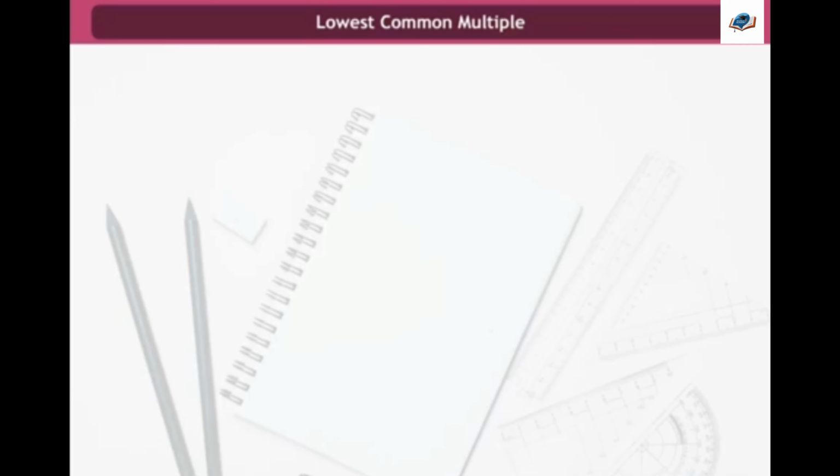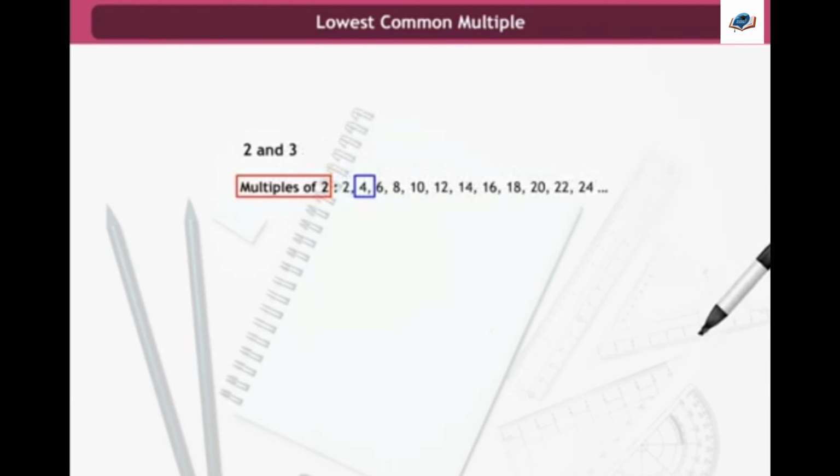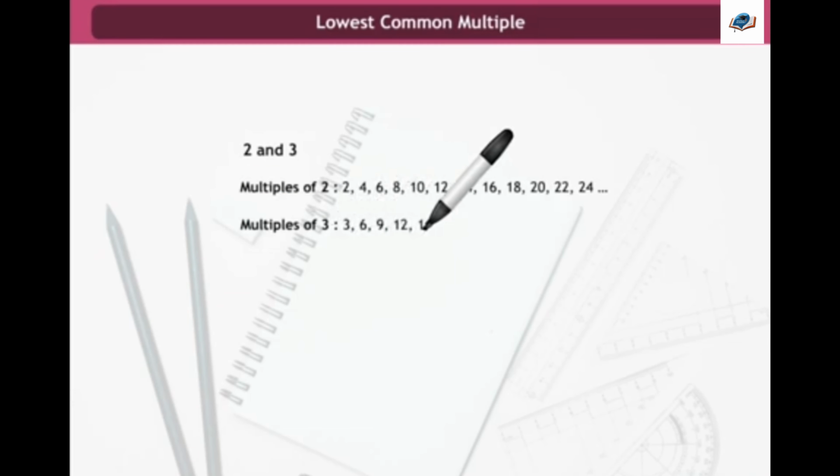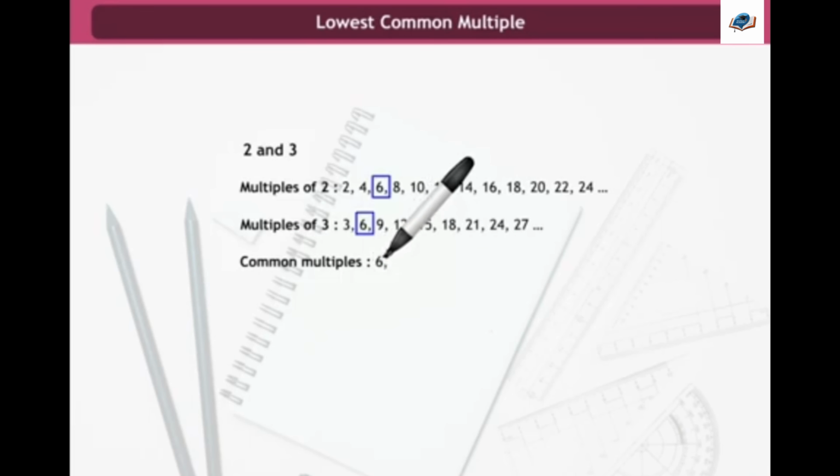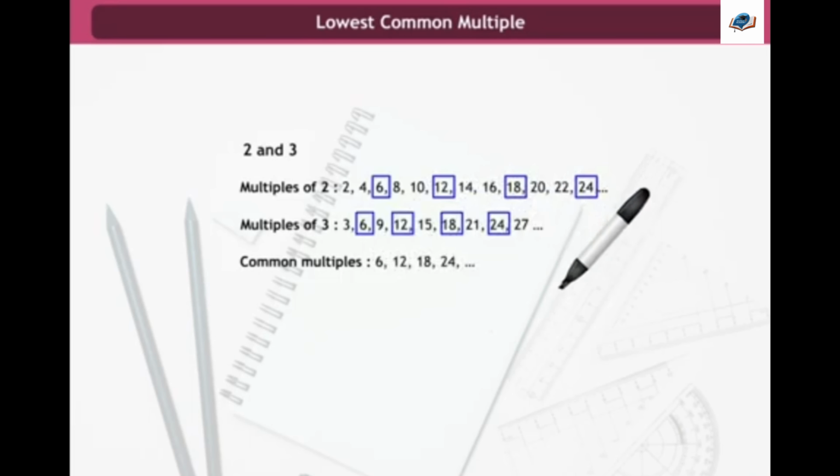Lowest common multiple, LCM. Let us consider these two numbers. We know that the first few multiples of 2 are 2, 4, 6, 8, 10, 12 and so on. The multiples of 3 are 3, 6, 9, 12, 15, 18 and so on. Clearly the common multiples are 6, 12, 18 and so on.